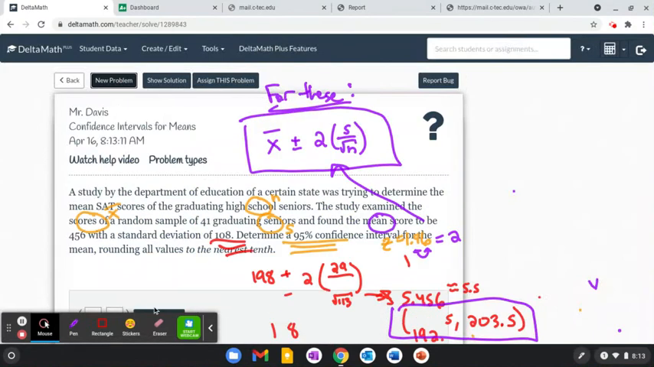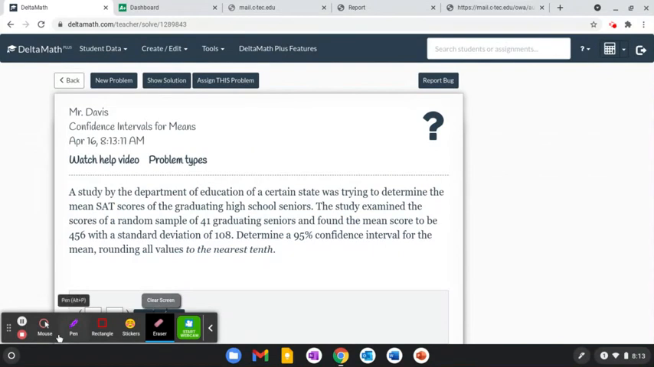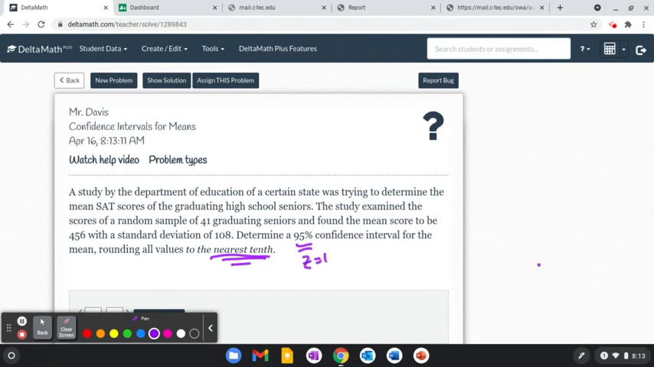All right, this one is on mean SAT scores. I was going to start by identifying what we're rounding to: all values to the nearest tenth. We are doing 95%. As always, our z is 1.96, but when you round that to the nearest tenth, it will equal 2. So a study by the Department of Education in a certain state was trying to determine the mean SAT scores for graduating high school seniors. The study examined the scores of a random sample of 41, so that's our sample n. Graduating seniors, and found the mean score to be 456. So that's our x bar. Standard deviation 108, that is s.